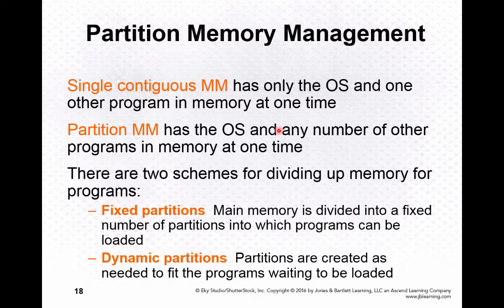So there's two schemes. One is that you have your main memory divided into a fixed number of partitions, each of which is maybe 10K or, I don't know, 6K, some size. And when you're trying to load a program, that program must completely fit inside one of these fixed partitions, and then it lives there. Another approach is called dynamic partitions.